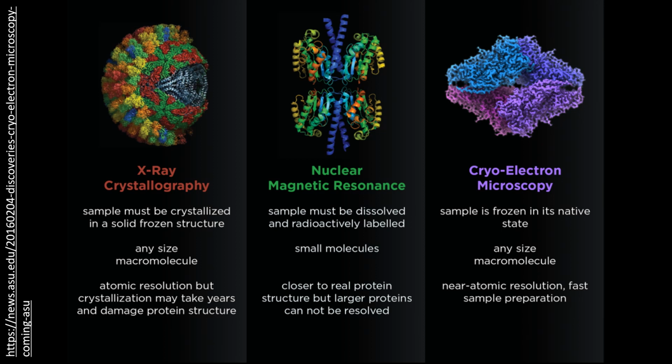In cryo-EM, the sample is frozen in its native state, so there is no weird conformation change. And also there's no radiation damage to the structure, which is common with other types of electron microscopy because there's such a high level of radiation involved with the microscopy itself. It can be done on any size macromolecule, and it provides near atomic resolution and fast sample prep.